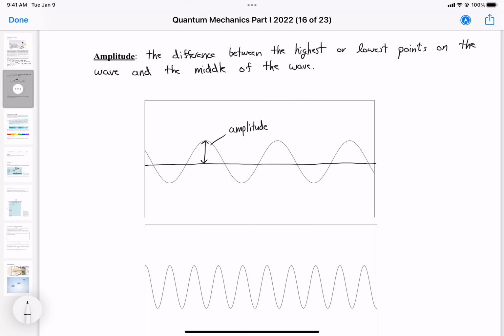The distance between two troughs, so the bottoms here are called troughs. And the top part of the wave is called the crest of the wave. The distance between two troughs or two crests of the wave is called the wavelength. We call that the wavelength.